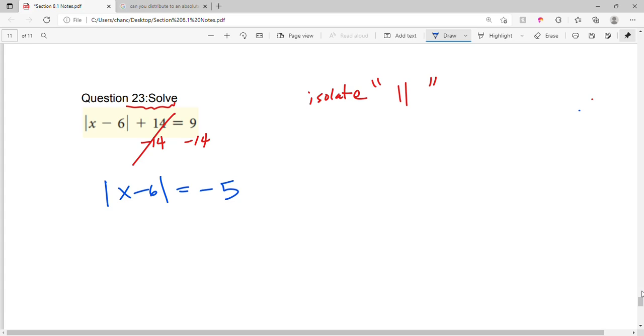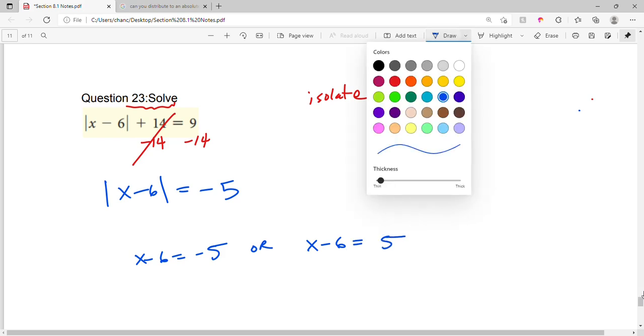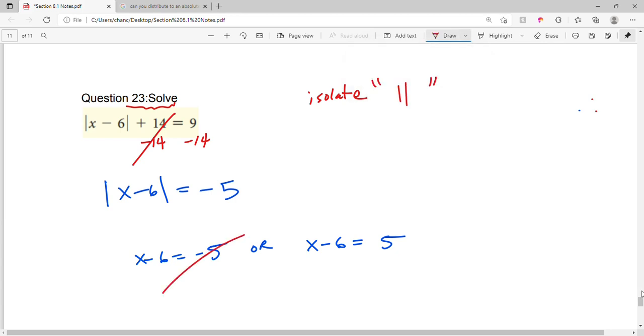Now a lot of people might think, okay, I've got to separate this into two equations: x minus 6 equals negative 5, or x minus 6 equals positive 5. That is completely wrong. You don't do that. Why don't we do that? Well, look on the right side. This is a negative. When you see a negative on the right side, I want you to be cautious.